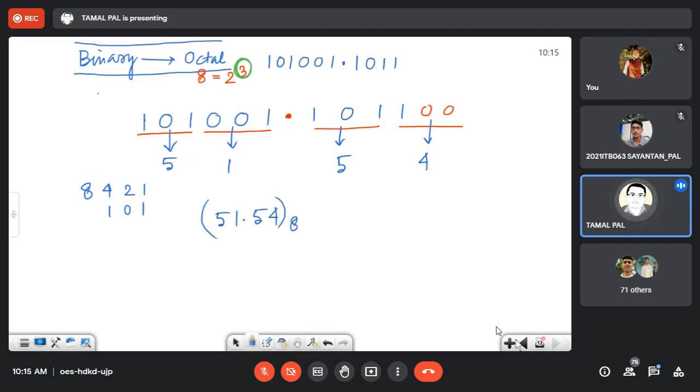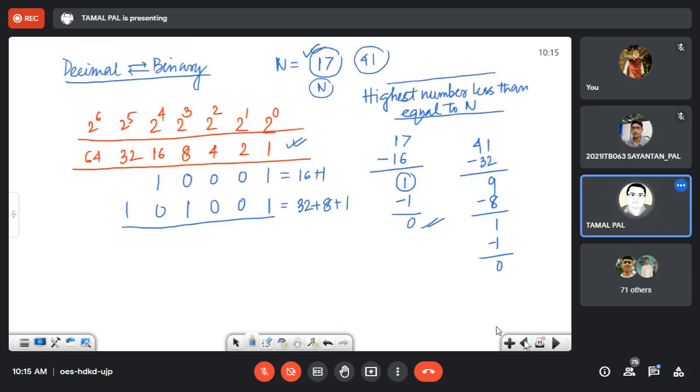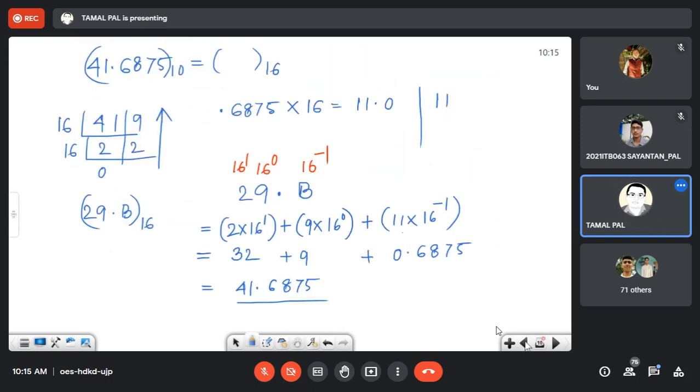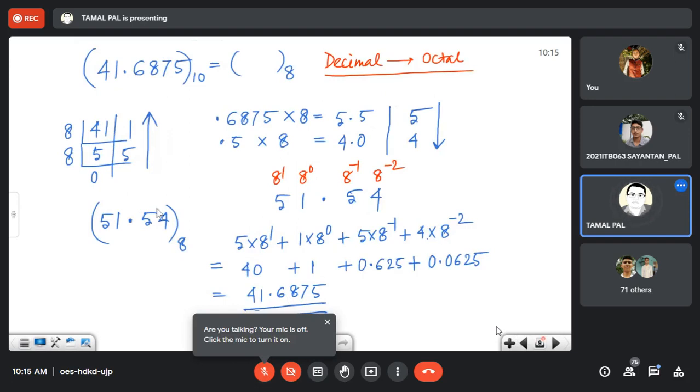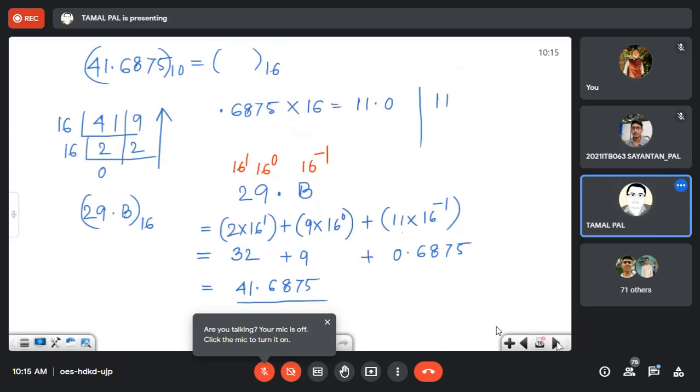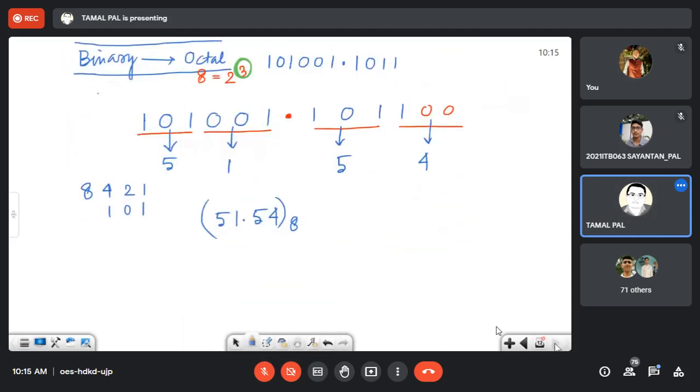So let us check the value. We had already converted this. It is 51.54. Okay. Let us do the same thing for hexadecimal. It is also possible.